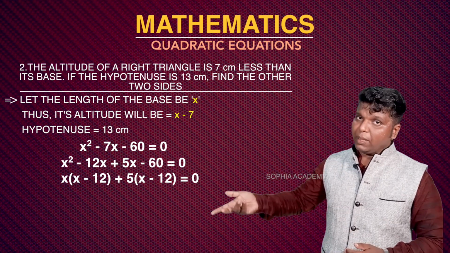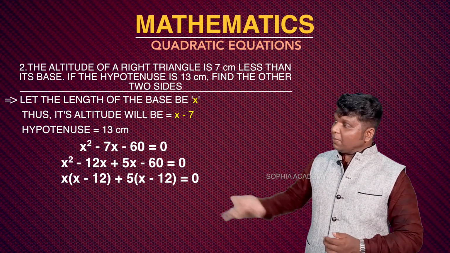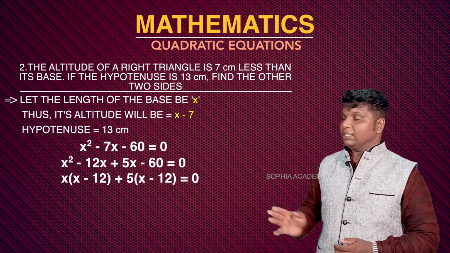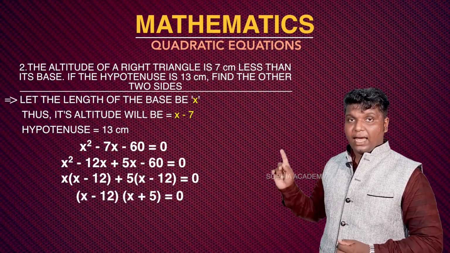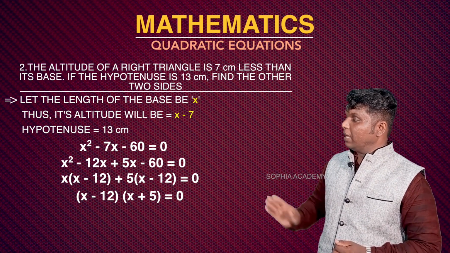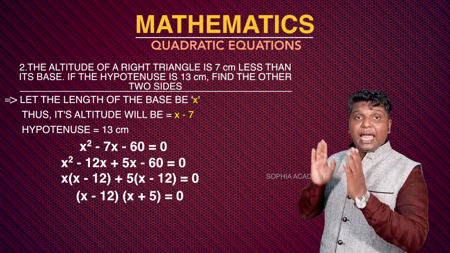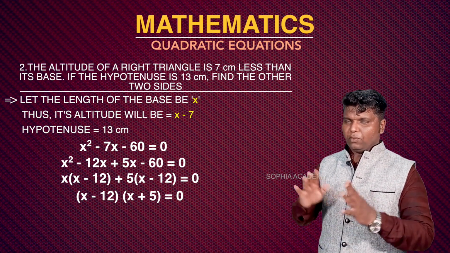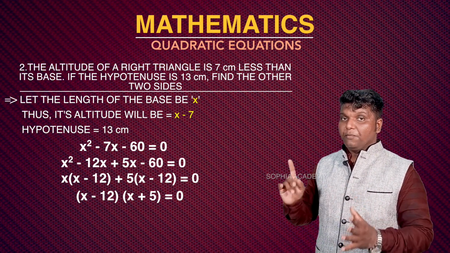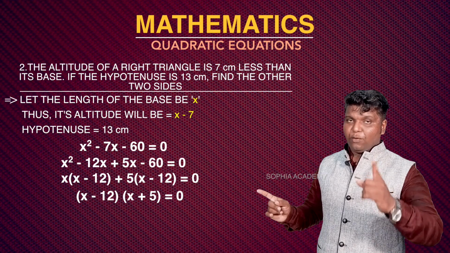Now take that x minus 12 as common. If you're taking x minus 12 itself as a common, you will get x minus 12 into, what are the numbers left there? x and 5, right? So within the next bracket, we will write x plus 5. That means x minus 12 into x plus 5 is equal to 0. That means when we multiply two numbers and get the product as 0, any one of them should be 0.